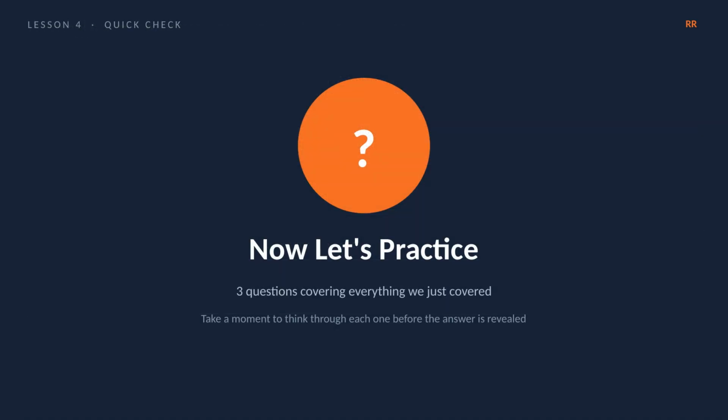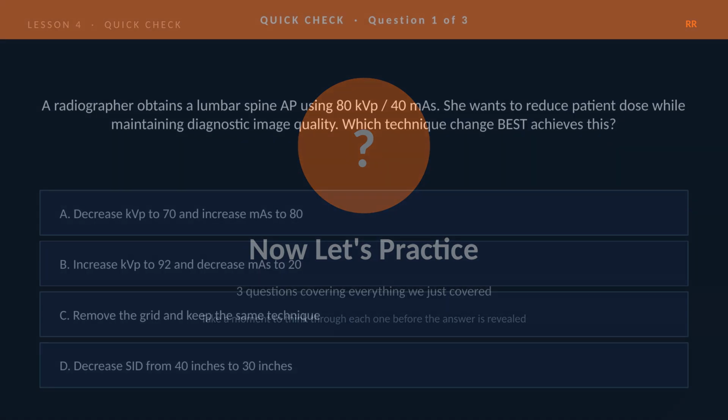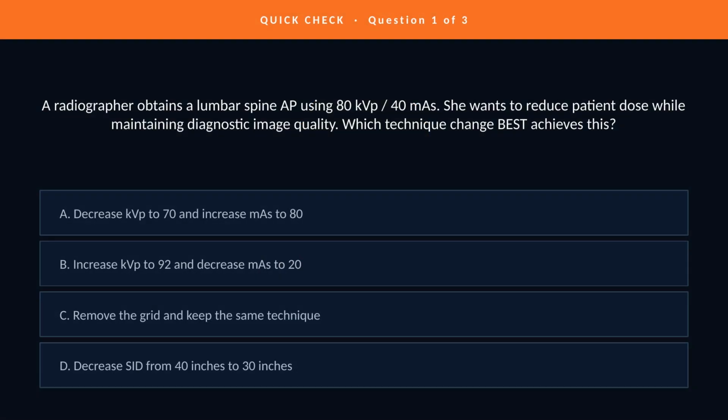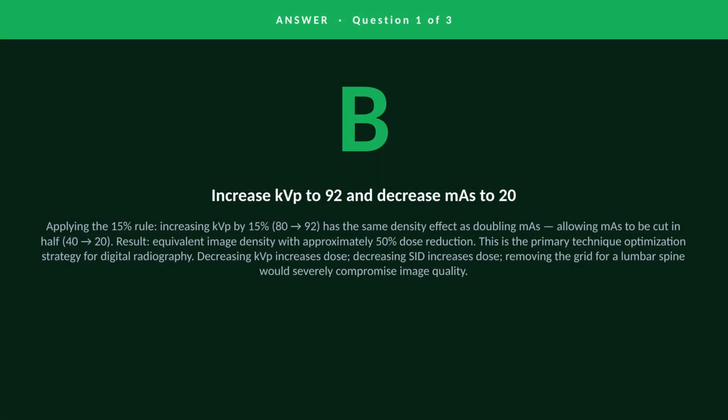Now, 3 technique and dose questions in the ARRT style. The answer is B. Increase kVp to 92 and decrease MAS to 20.